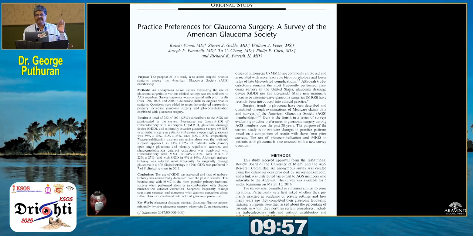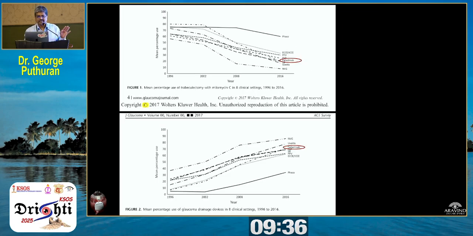So this is a survey by the American Glaucoma Society, where they gave their members a survey about the use of different glaucoma procedures in various clinical scenarios. They did it in 96, 2002, 2008, and finally in 2016. They found that in 7 out of 8 clinical scenarios in 2016, the uptake of GDD was more than trabeculectomy.